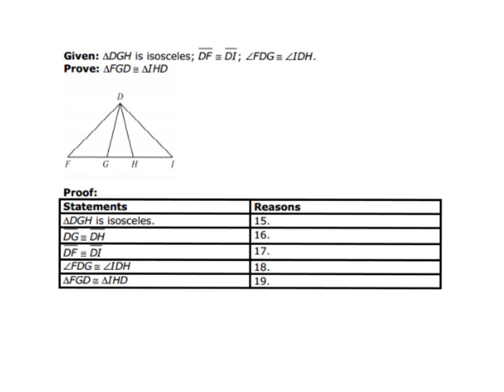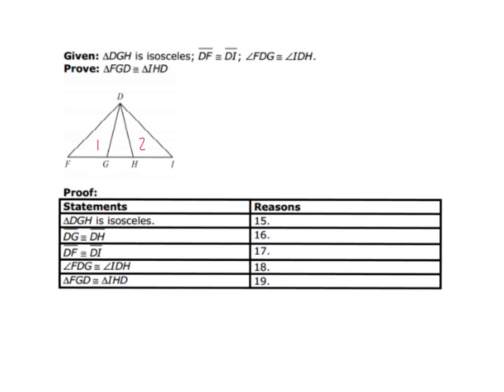Then they also tell us that DF is congruent to DI, and angle FDG, so this angle here, is congruent to IDH, this angle here. Prove that triangle FGD is congruent to IHG. So the two triangles that we're trying to prove congruent, I'm going to put a 1 and a 2 in, are those two. Okay, so these two here. All right, those are the two that we're focusing on.